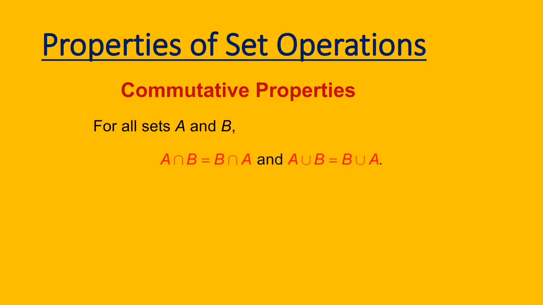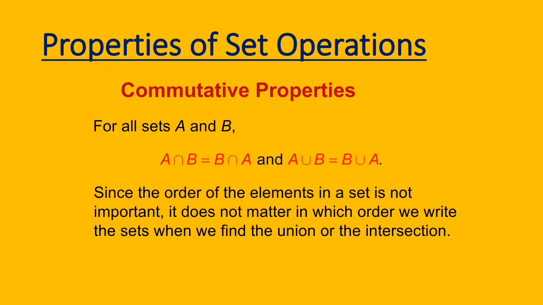Let's revise some previous concepts. My dear students, we have discussed the commutative properties of sets of intersection and union. For all sets A and B, A intersection B must be equal to B intersection A, and A union B and B union A are also the same. We can say that the order of the elements in a set is not important.